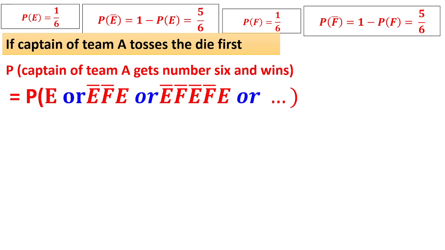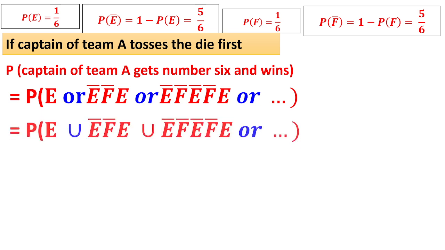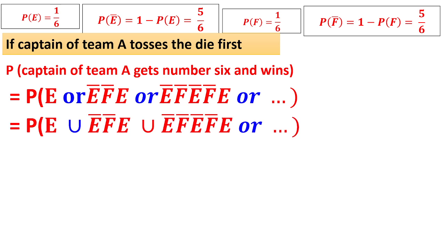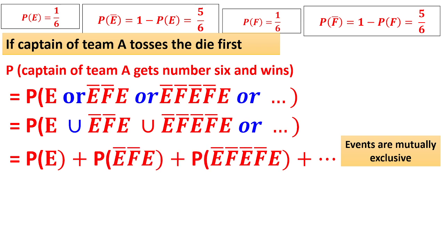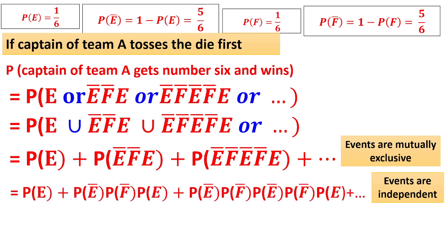First he is not getting 6, B is not getting 6, again A is not getting 6, B is not getting 6, again A got 6. Like that, this will be going on. Therefore, it will be union. R is coming. Therefore, union I am putting. Now, these events are mutually exclusive. Therefore, you have to add them. Now, the events are independent. Therefore, you have to multiply them.